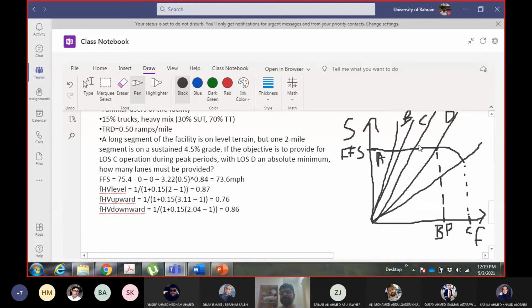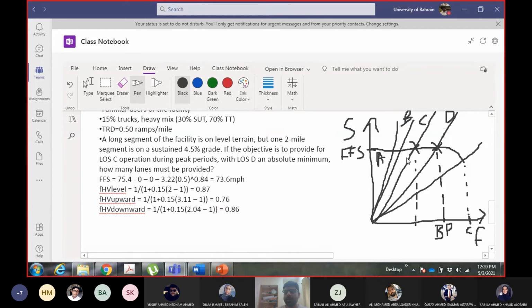The points where the lines intersect the curve are your maximum service flow rates. Now this is just by chance, a coincidence, that the maximum service flow rate for D is matching BP. I'm plotting it randomly. You can see it here, I did not calculate any values here.